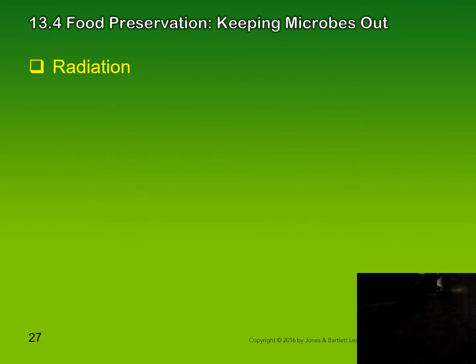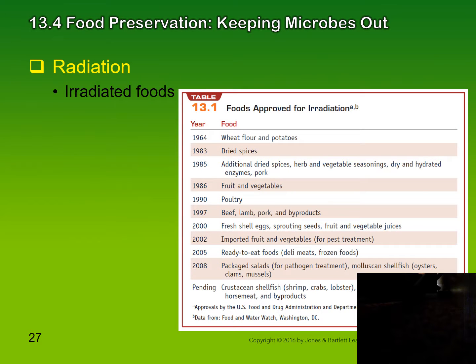We can use radiation, and there are a number of different kinds of radiation that can be used. UV light is certainly a fast and easy one. Things that are a little more penetrating, like X-rays or gamma rays, can also be used. Of course, there really isn't such a thing as home irradiation of these products. That has to be done in a factory.